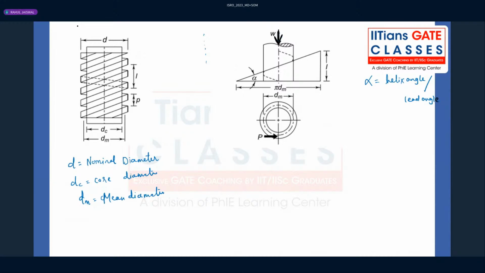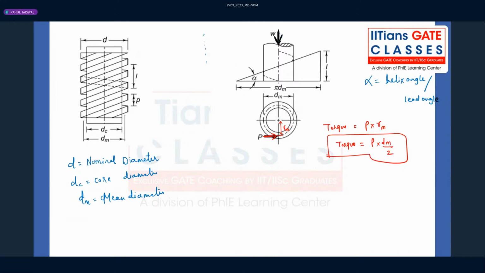Note down the next topic. Whatever diagram you have seen, keep it in your mind, whatever diagram we have drawn, because if we multiply with this Rm, you will get torque, that is P into Rm. You can also write P into dm by 2, mean diameter by 2. That is the torque which is required to lift it.